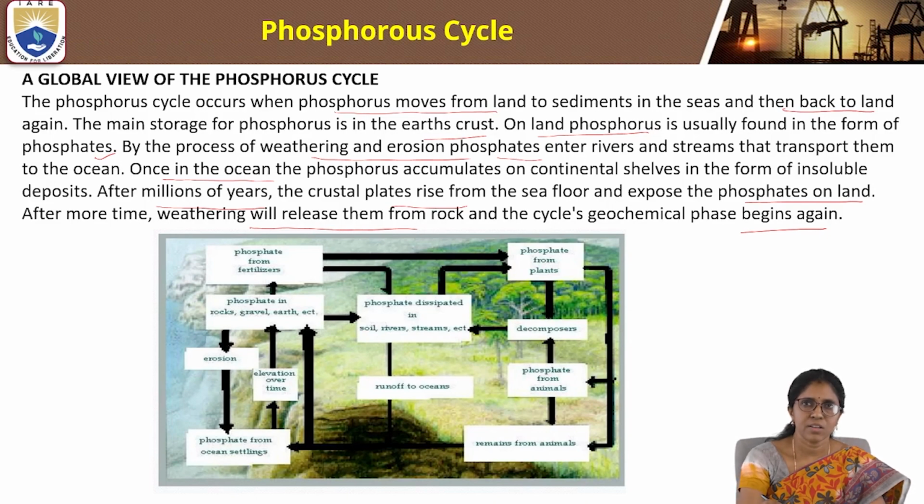After that, the phosphates form phosphate rocks. After more time, weathering will release them from rock and cycle, and the geochemical phase begins again. This is the global view of the phosphorus cycle.